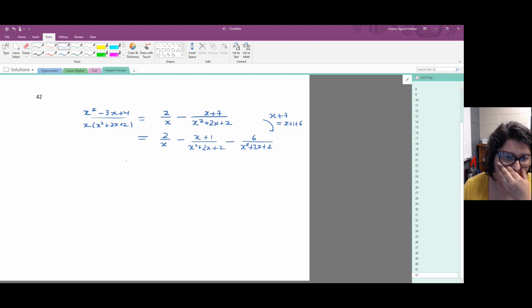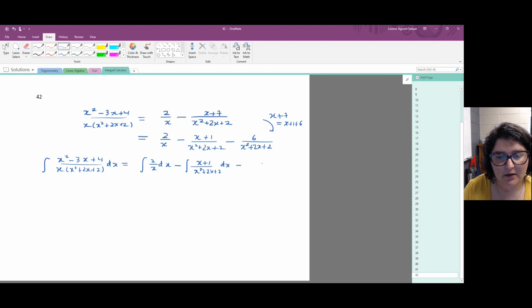Then when we do that, what we find is that the integral of the function we were given, x times x squared plus 2x plus 2, with respect to x, is the integral of twice 1 over x, minus the integral of x plus 1 over x squared plus 2x plus 2 dx, minus the integral of 6 over, and I'm going to rewrite this quadratic as x plus 1 squared plus 1.